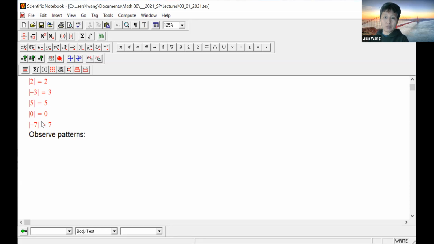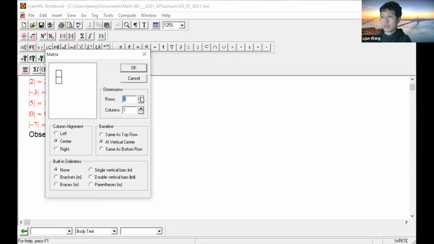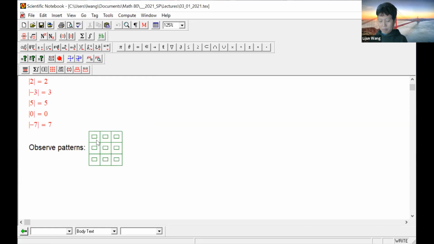We want to observe some patterns. So how would you observe patterns? What I would do is say, okay, we have 3 categories of numbers in this case. 3 categories. So I'm going to make 3 columns. One case is X is greater, the number is a positive number. Positive input.